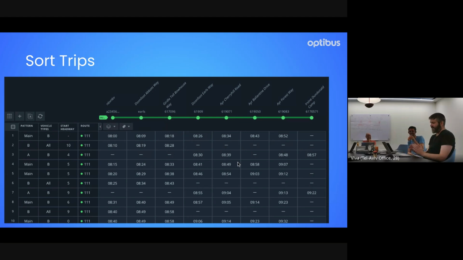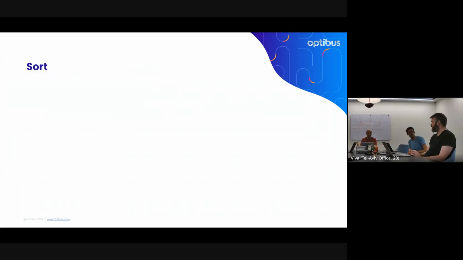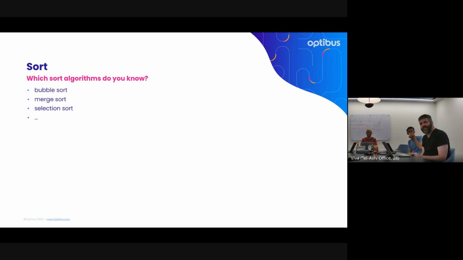So what is the problem? We want to sort all of these trips. Okay, now let's first take a step back and talk about sorting in general. Which sort algorithms do you know? It's an open question, you can just throw names. Bubble sort, excellent. Merge sort. Yes, we get many names in the chat also. Yes, we have bubble, selection, merge, heap sort.